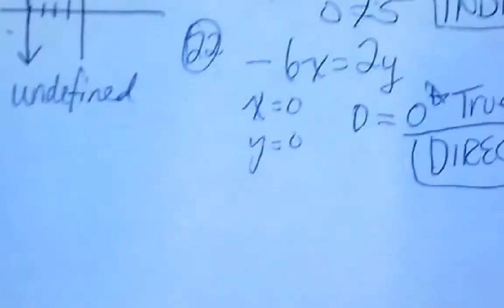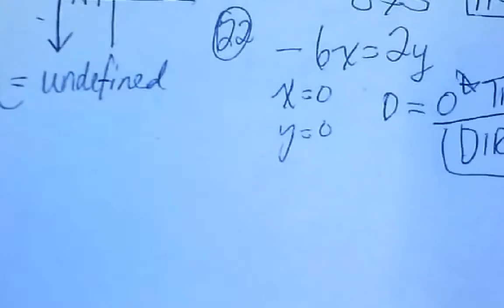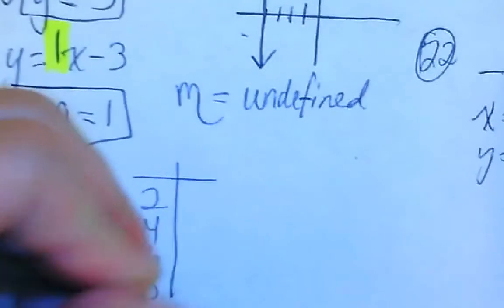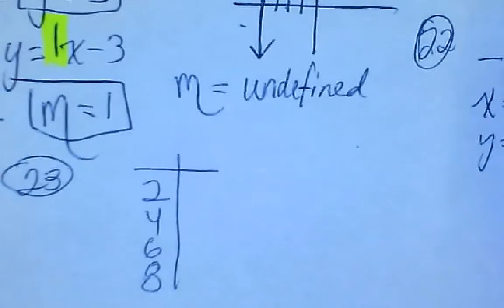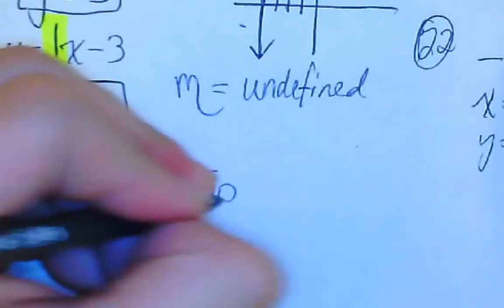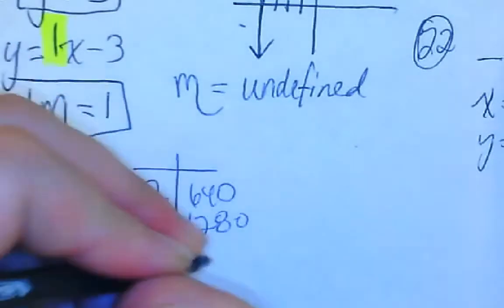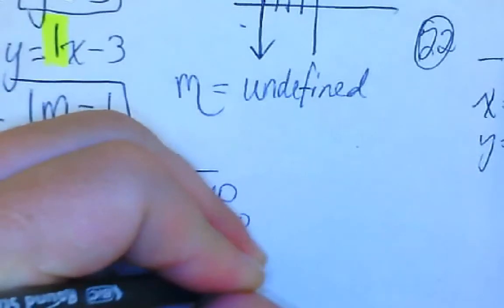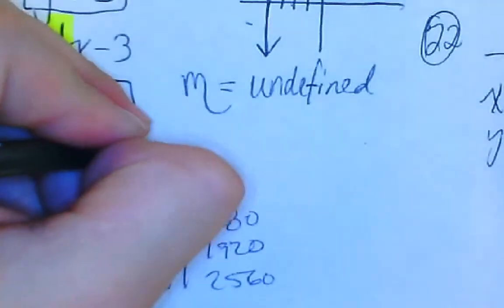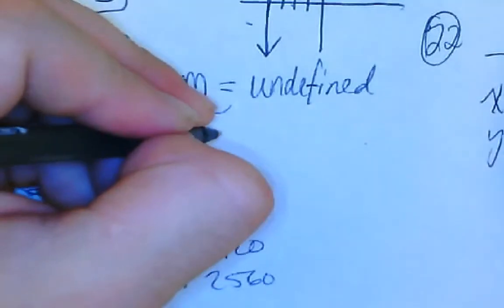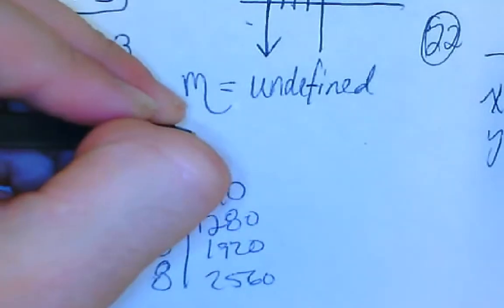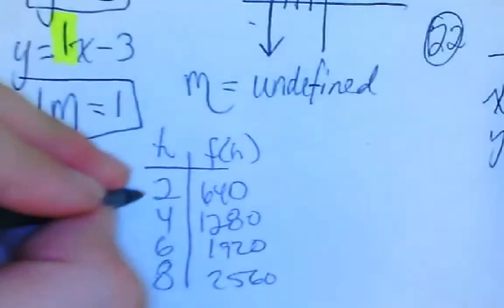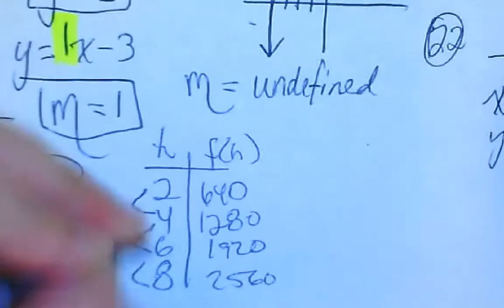All right, number 23 gives us a table of values. And we get 2, 4, 6, and 8. And we get 640, 1280, 1920, and 2560. We've got h and f of h. All right. So from here, this is all about common difference. That's all we got to do.